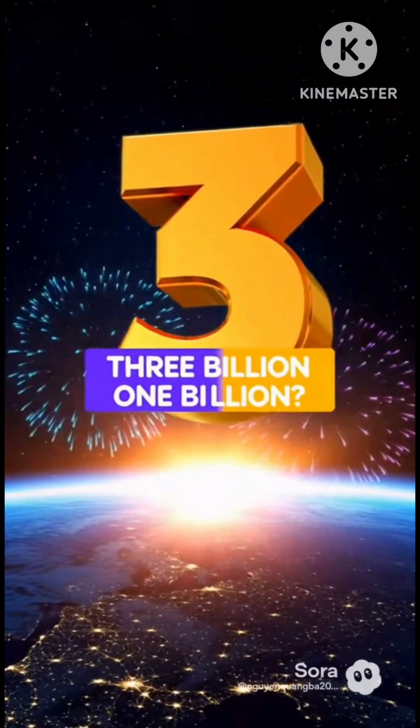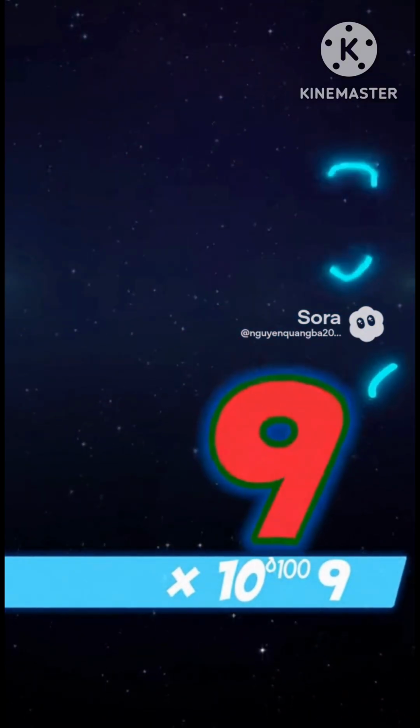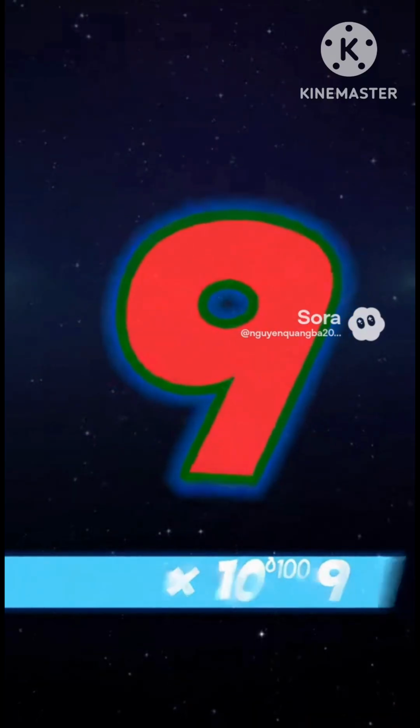Can you add it? 3 times 1 billion? Googol. Sounds huge, right? It's just 10 to the 100th. So think of it as 3 plus 3 plus 3, and then tack on a googol. Add them up.